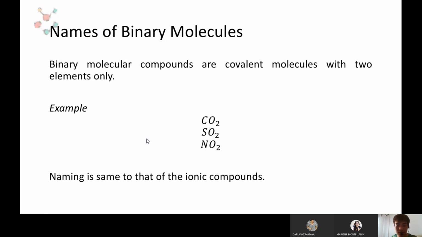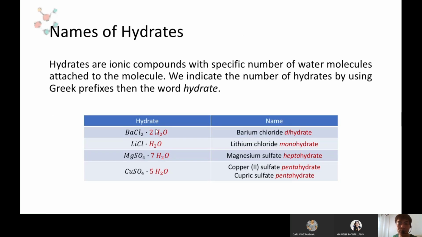To indicate the number of water molecules, we use the Greek prefixes. Ano yung mga Greek prefixes? For 1, mono; 2, di; 3, tri; 4, tetra; 5, penta, pentakill, so on and so forth na.